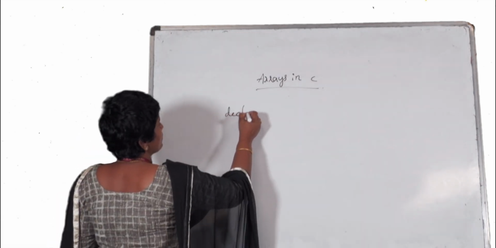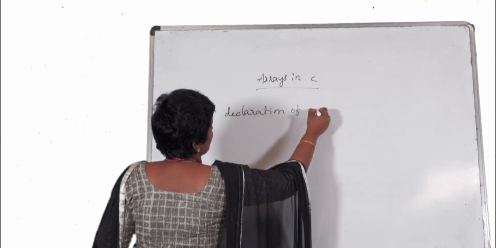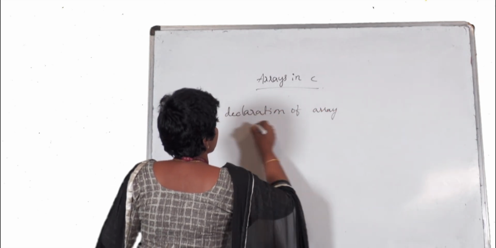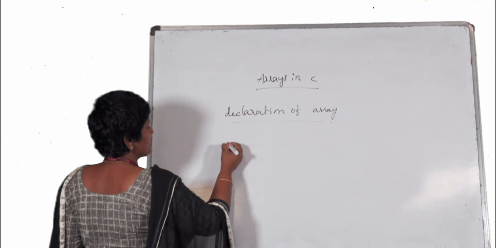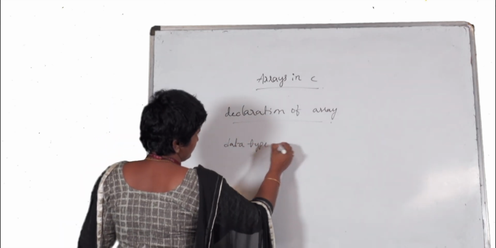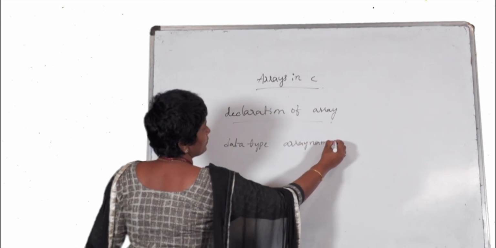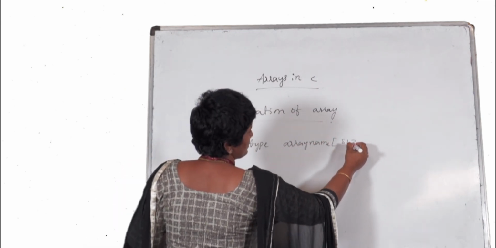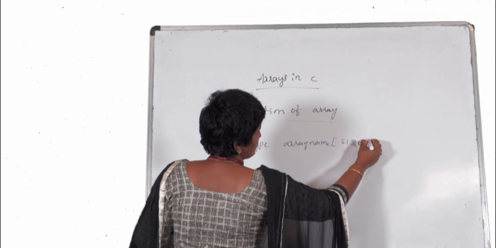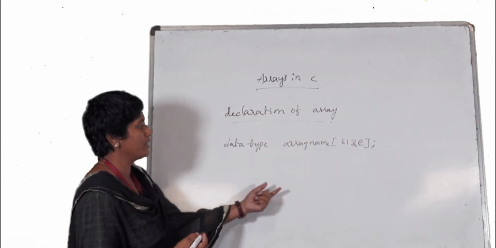Declaration of array. What is the syntax? Data type, array name and size. After that, a semicolon. So data type, array name and size.